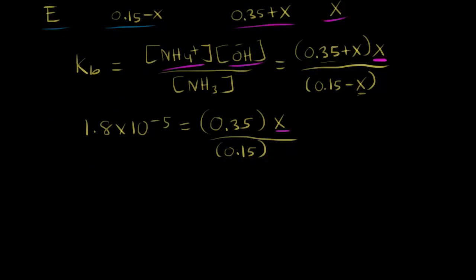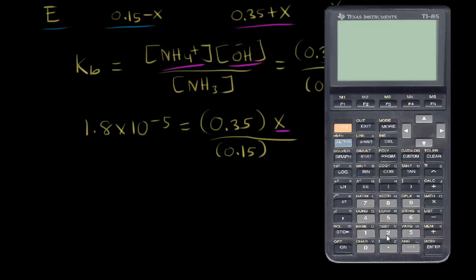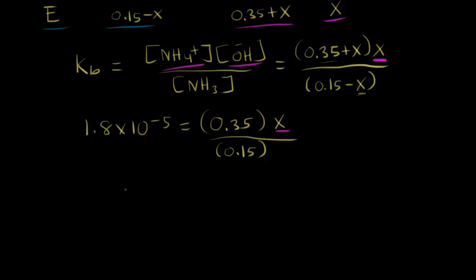So let's go ahead and do that. So let's get out the calculator here. We need to solve for X. So 1.8 times 10 to the negative 5 times 0.15. And then we need to divide that by 0.35. And that gives us what X is equal to. And so X is equal to 7.7 times 10 to the negative 6. X represents the concentration of hydroxide ions in solution. So 7.7 times 10 to the negative 6 molar is our concentration of hydroxide.